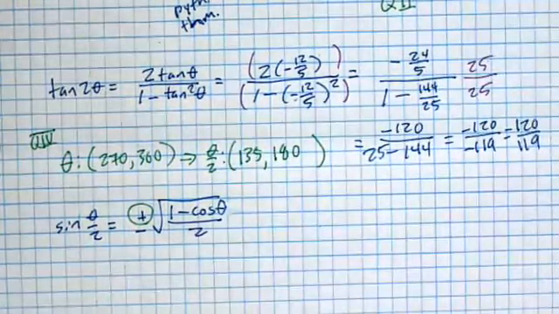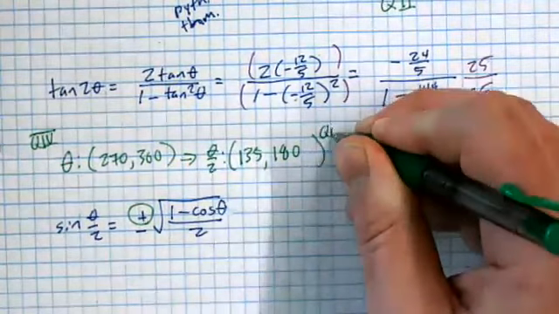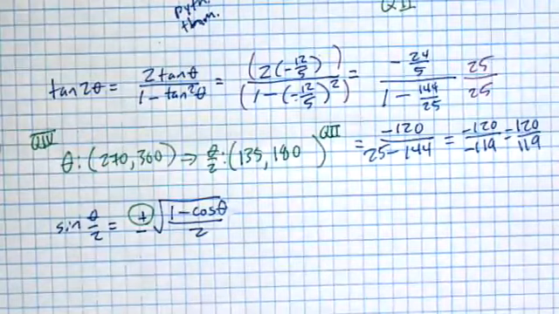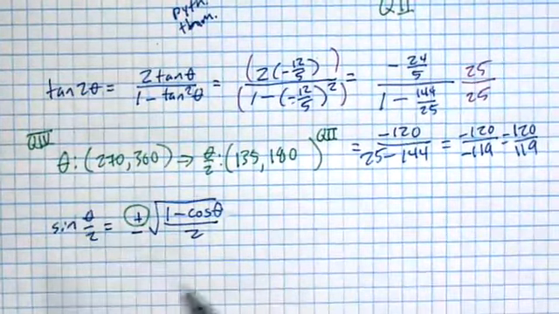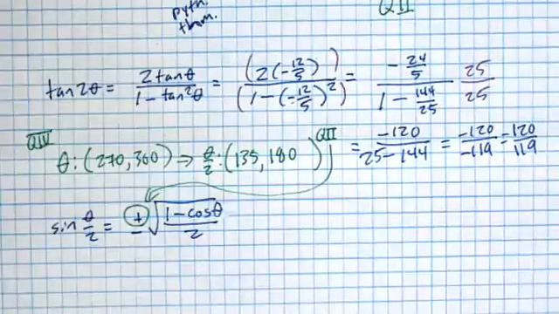If you think about where 135 and 180 is, that's all in quadrant 2. It's actually in the last half of quadrant 2, but it doesn't matter. It's definitely going to fall in quadrant 2. Well, we're doing the sine of theta over 2. If theta over 2 is in quadrant 2, then it's got to be the positive version of this.